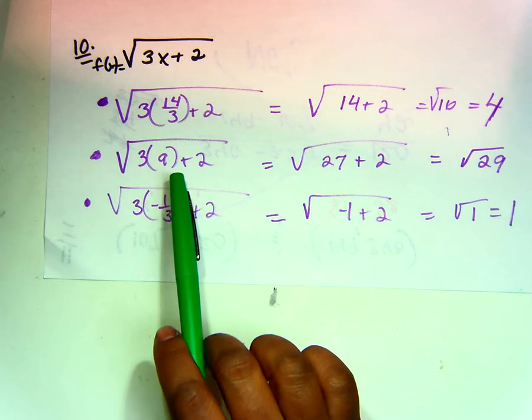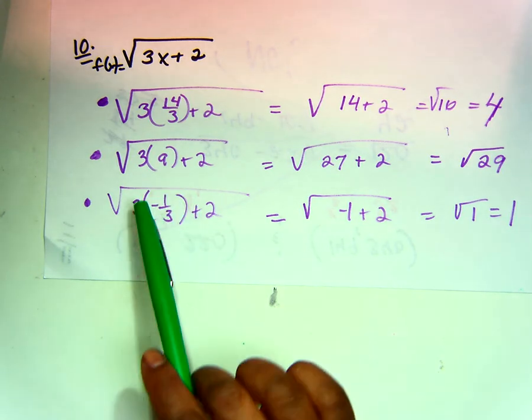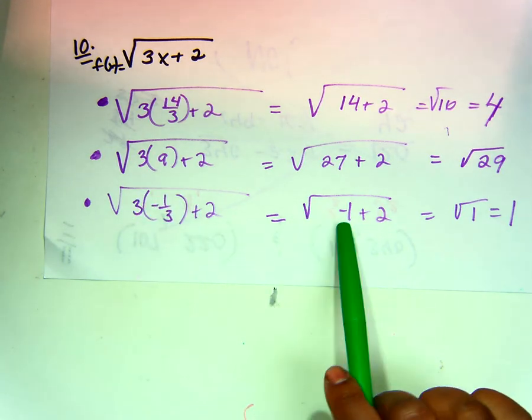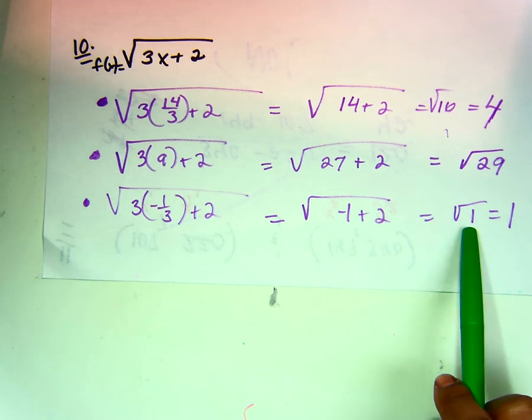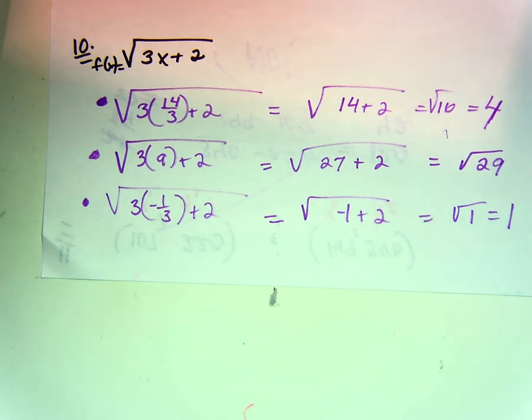And your last one, you substituted negative 1/3. The 3's cancel each other out, so now I'm left with negative 1 plus 2. Negative 1 plus 2 is 1. Square root of 1 is 1. So ta-da!